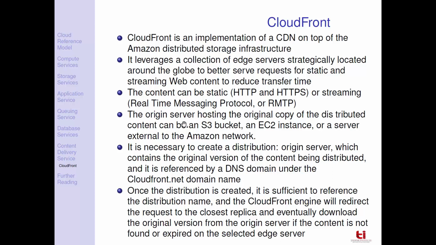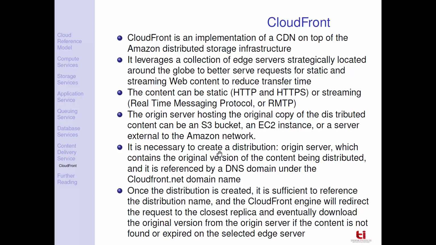The origin server hosting the original copy of the distributed content can be an S3 bucket, or it can be an EC2 instance, or it can be a server which is external to the Amazon network. So whatever content the user has asked for can be brought to the edge of the network either from an S3 bucket, or from Amazon's virtual machine, or from any other service which is not within Amazon's network.